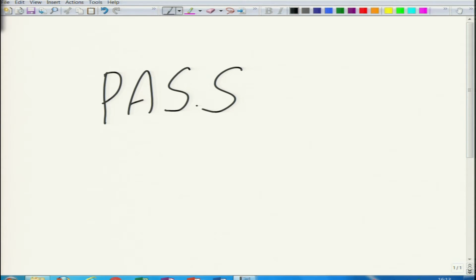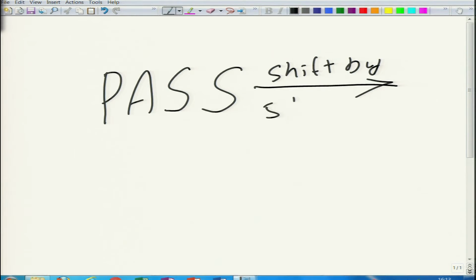So, let us take an example. What do I want to send? I want to send you the word, instead of a sentence, I am going to send you a word called pass. If you get this, you decrypt it, you will know you have passed. What I am going to do? I am going to use an algorithm saying shift by 5 letters. So, what does it become? P, Q, R, S, T, U. So, what is going to reach you is U.